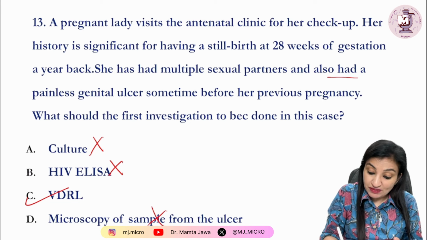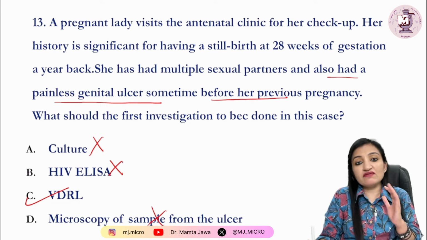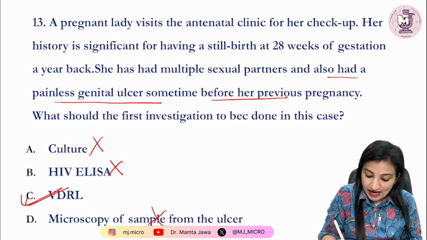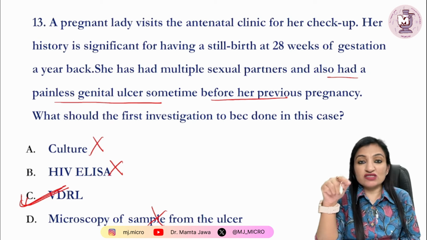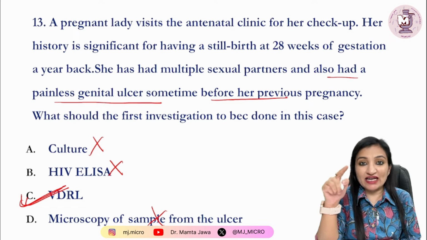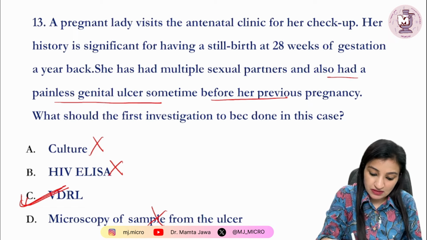She had a painless genital ulcer sometime before her previous pregnancy. Okay. So ideally, what will we do here? VDRL, because congenital syphilis also is a possibility which has to be diagnosed on time, and the treatment also has to be commenced.